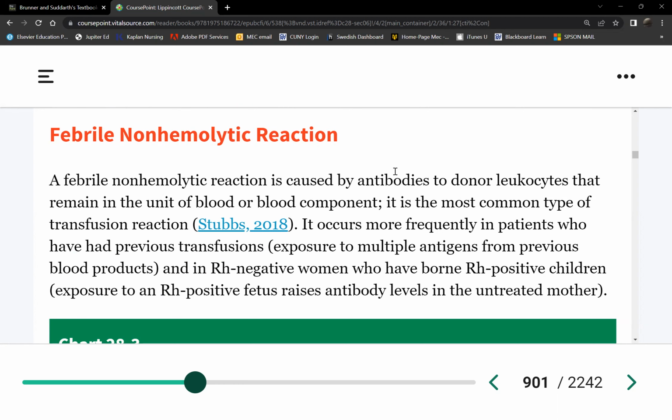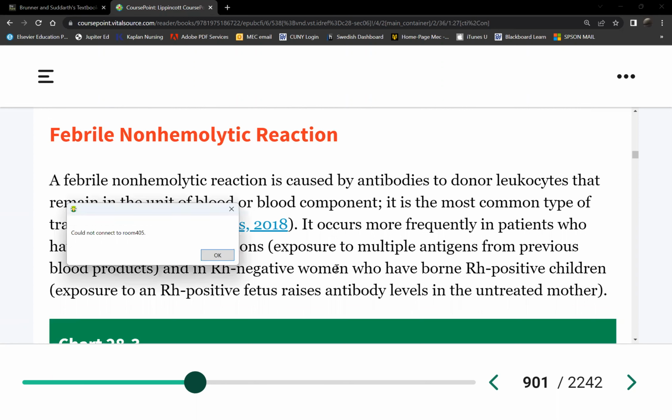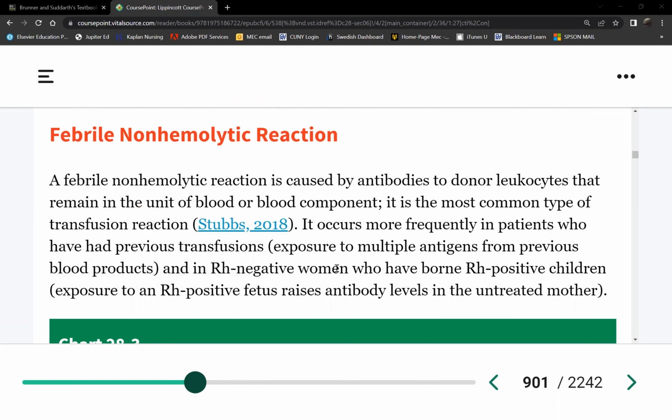Now, if febrile is the only reaction, nothing else, blood pressure is okay, respiratory rate is okay, no oxygen saturation problem, nothing harmful to the patient is happening, you call the doctor. However, in most cases, the doctor will tell you to give them Tylenol and then continue the transfusion.